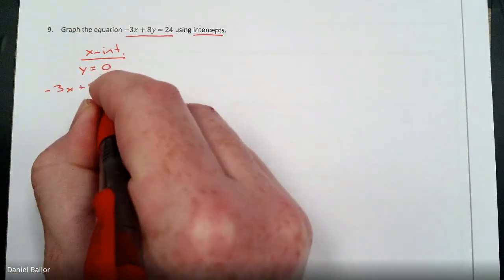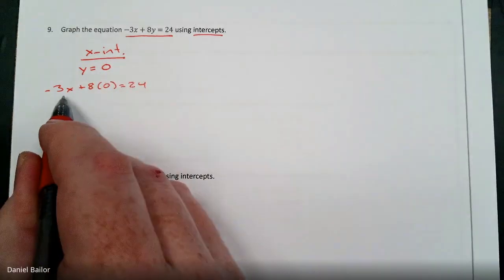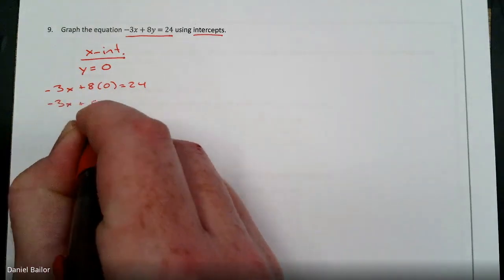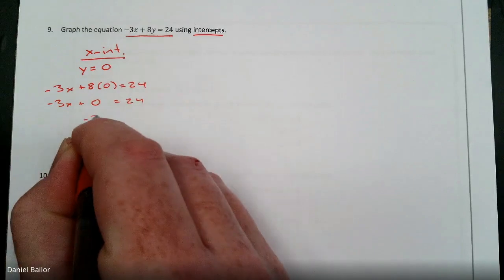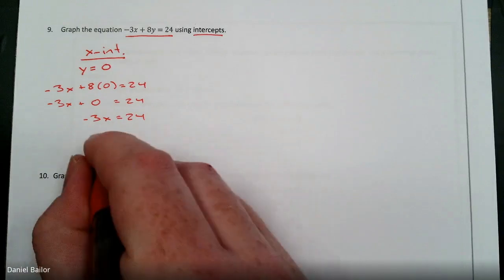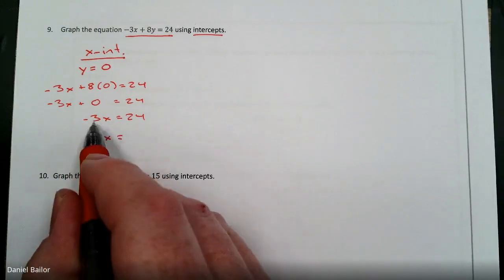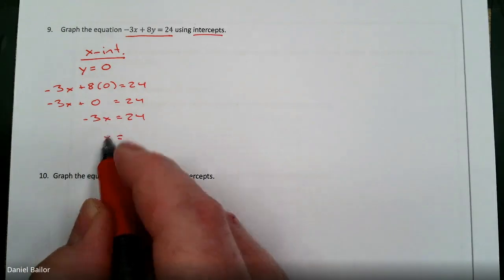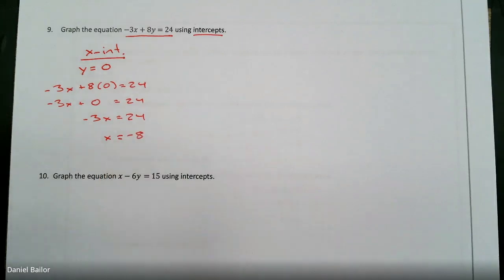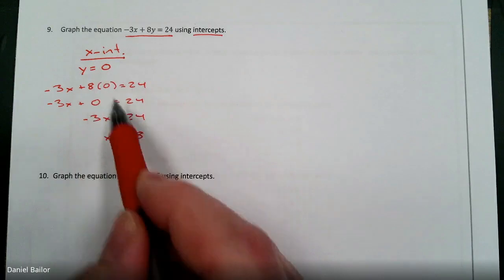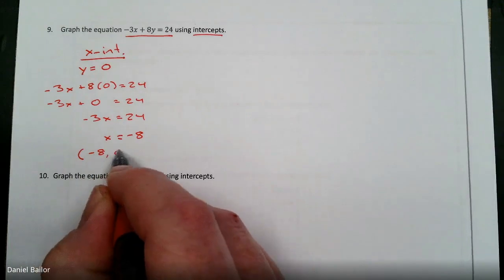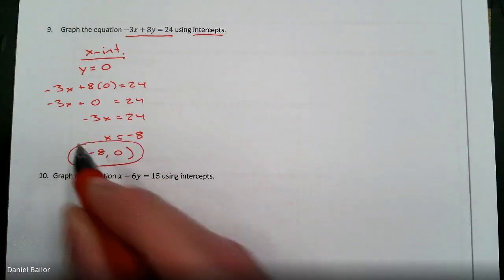So we write the equation, except that when we see y, it is 0. So we get -3x plus 8 times 0 equals 24. That gives us -3x plus 0 equals 24, which is just -3x equals 24. Division property of equality tells me I divide by -3. -3x divided by -3 is 1x. 24 divided by -3 is -8. So the x-intercept, y is 0, x is -8. So the x-intercept point is (-8, 0). That's step 1. I have the x-intercept.